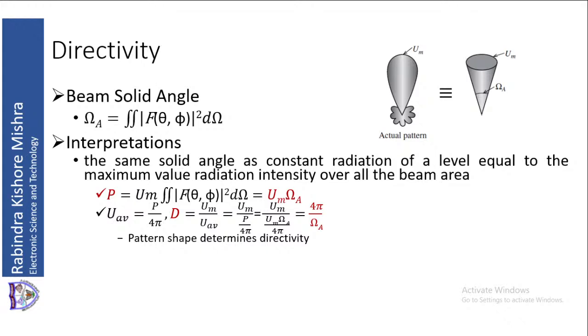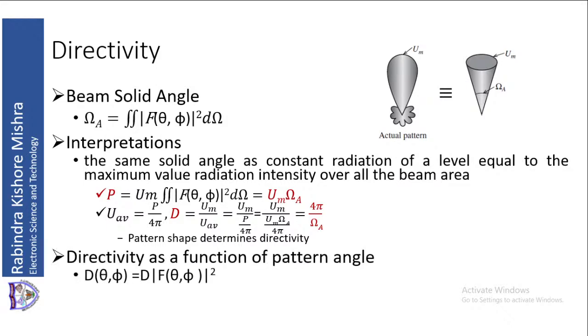So this makes life easier. Instead of finding the power etc., we can directly find out what is D. It is equal to 4 pi by omega A. So the pattern shape determines the directivity. Simple. This shows us the pattern shape because it has omega A. So the pattern shape itself determines the directivity D. So D is equal to 4 pi by omega A pattern. So directivity is determined by the pattern shape.